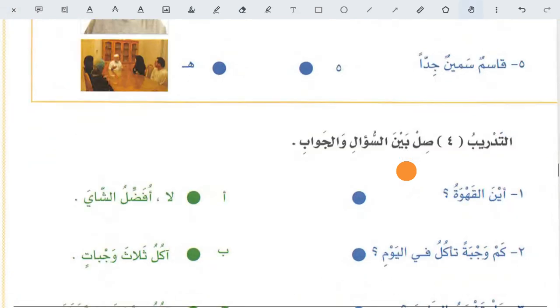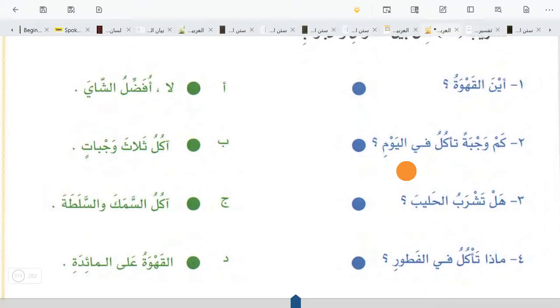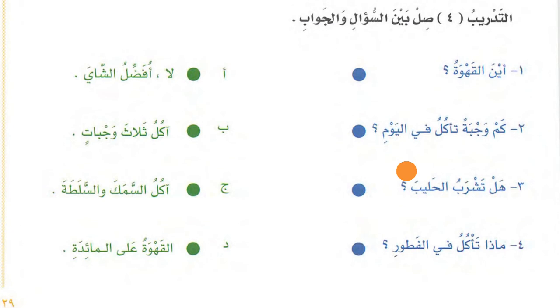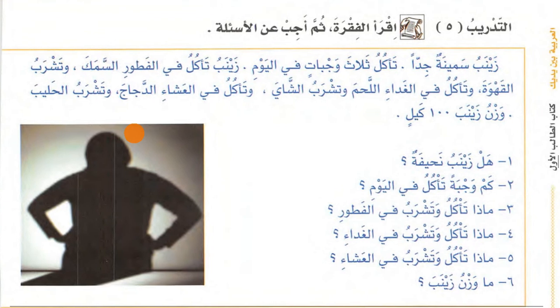And then sil bayna as-su'al wal-jawab, join the question and the answer. Again you will join this: Ayn al-Qahwa, where is the coffee? Al-Qahwa ala al-maida. Kam wajbatan ta'kulu fil yawm, akulu thalatha wajabat. In this way you will do it. At-tadrib al-khamis, fifth exercise, Iqra al-fikra thumma ajib an al-as'ila, read the paragraph then answer the questions.